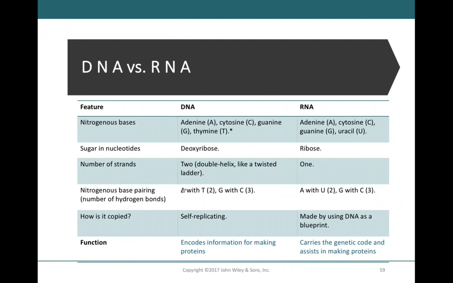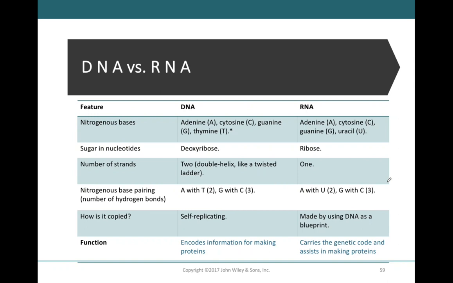You can see that A will always bind to T in DNA with 2 hydrogen bonds, and A will bind to uracil in RNA with 2 hydrogen bonds. Guanine and cytosine will always bind to each other with 3 hydrogen bonds in both DNA and RNA.